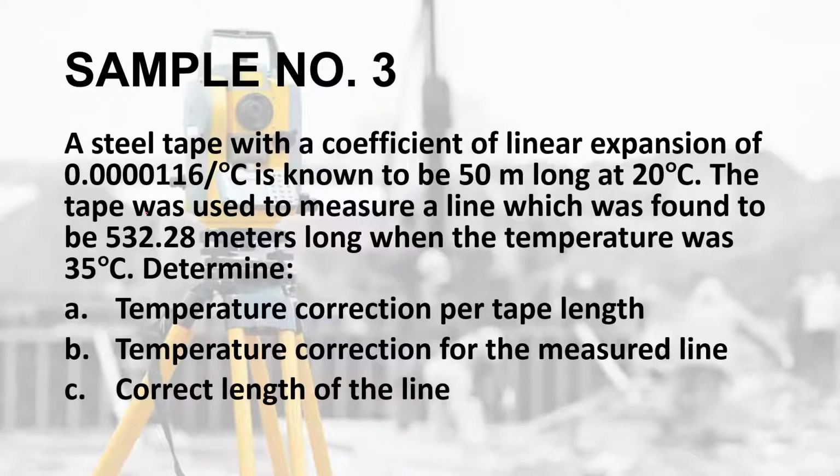Sample number 3. Steel tape with a coefficient of linear expansion of 0.00116 per degree Celsius is known to be 50 meters long at 20 degrees Celsius. Doon pa lang sinabi na yung standard length at standardized temperature. The tape was used to measure a line which was found to be 532.28 meters long when the temperature was 35 degrees. Grabe, sobrang init nung nagsukat. Dahil doon, anong nangyari doon sa material, di ba? Nag-expand siya.